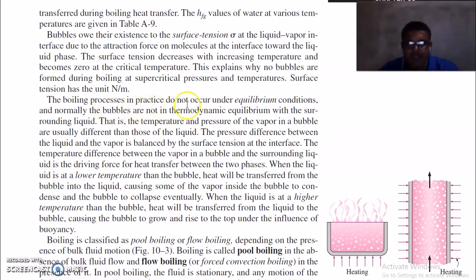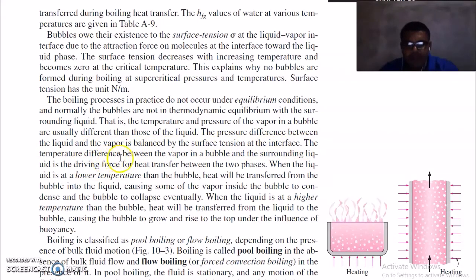The boiling process in practice does not occur under equilibrium conditions, and normally the bubbles are not in thermodynamic equilibrium with the surrounding liquid. That is, the temperature and pressure of the vapor in the bubble are usually different from those of the liquid. The pressure difference between the liquid and vapor is balanced by the surface tension at the interface.